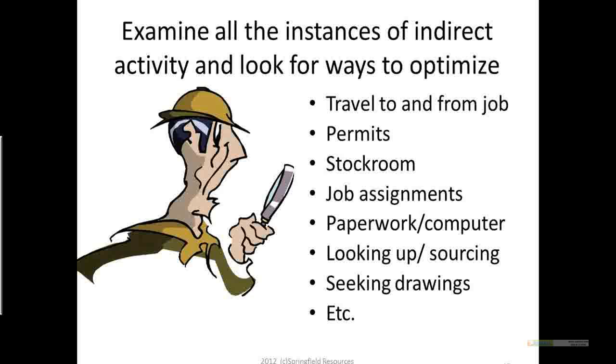So what we want to do is examine all the instances of indirect activity and look for ways to optimize. And like I've been saying, in some places, the really big problem is down at the bottom, seeking drawings. People spend inordinate amounts of time looking for drawings. So that's kind of crazy, but maybe there's some way to make that quicker.